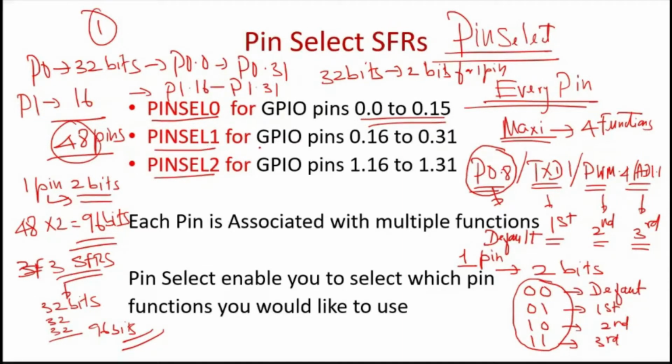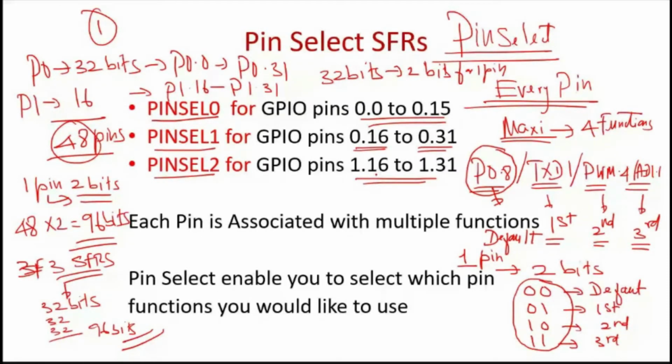Pin select 1 deals with port 0.16 to 0.31, the rest of the 16 pins of port 0. Pin select 2 deals with the 16 pins of port 1, P1.16 to P1.31. So pin select 0, the first 16 pins of port 0. Pin select 1, the top 16 bits of port 0. Pin select 2, the top 16 bits of port 1, because the bottom 16 bits are not available. So totally we have 96 bits.